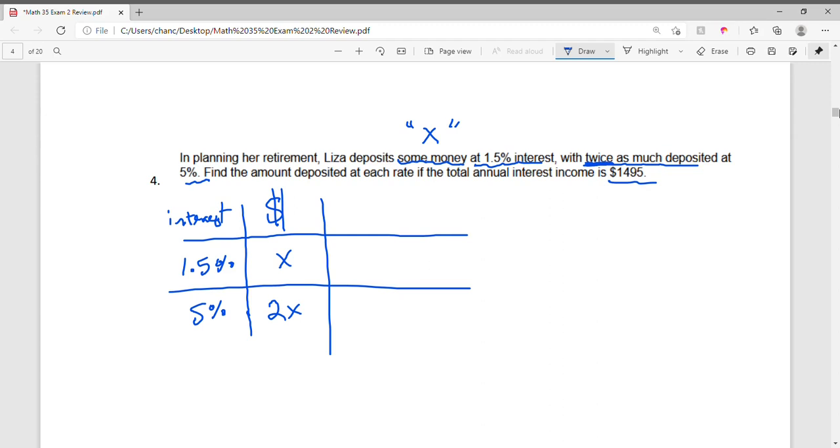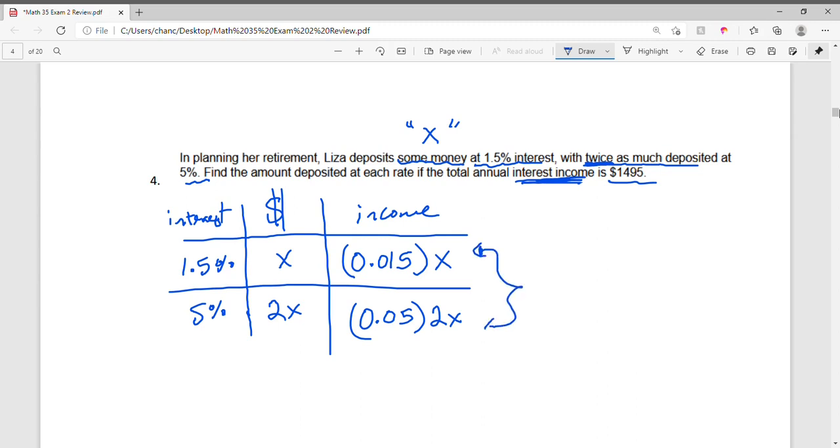What is the income generated from there? Well, the income that's generated will be 0.015 times x, because we're multiplying 1.5% times x, but remember, convert 1.5% to a decimal. Same thing for 5%. We're going to convert that to a decimal and multiply that by 2x. We know the total interest income has to be $1,495. That means these two have to add up to $1,495. Let's create an equation.